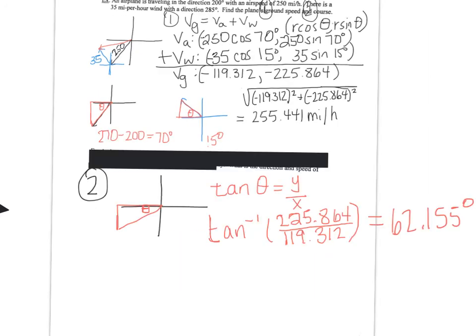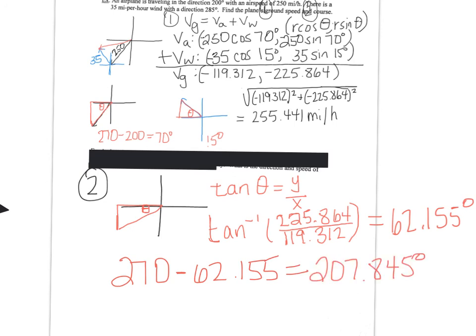Okay, and when I punched it into the calculator, I got 62.155 degrees. That represents, again, this theta value. And I want to do 270 and then subtract out theta. So I'm going to do 270 minus 62.155, and I get 207.845 degrees. And so that represents the course for the airplane, thus the answer to question number 2.